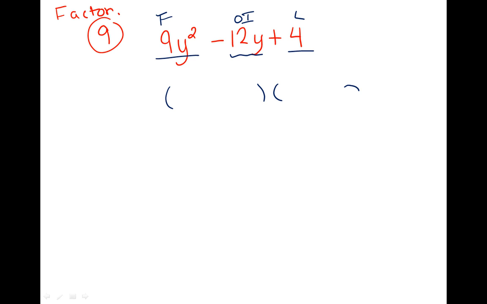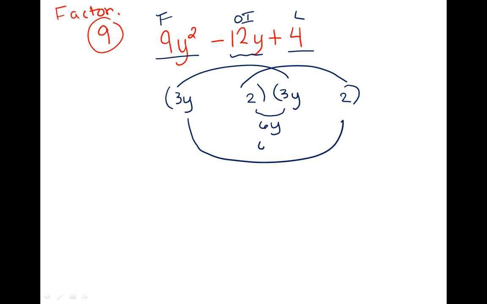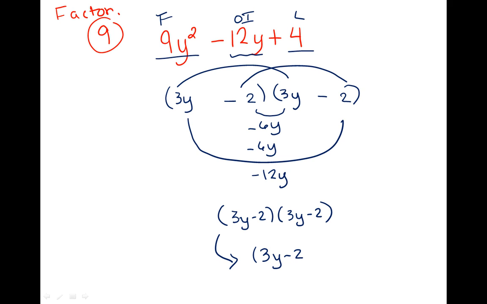Draw your two sets of parentheses. 3y times 3y is 9y squared. Look at your L. 2 times 2 is 4. Now we need to make sure our inner and our outer add up to negative 12y. 2 times 3y, our inner is 6y. 3y times 2 is 6y. It needs to add up to negative 12y. In order for that to occur, these would both need to be negative. So our answer is 3y minus 2 multiplied by 3y minus 2, which we'll rewrite as 3y minus 2 raised to the second.